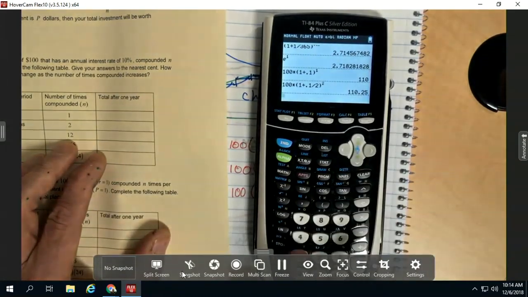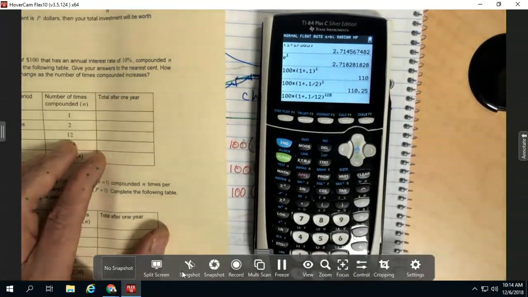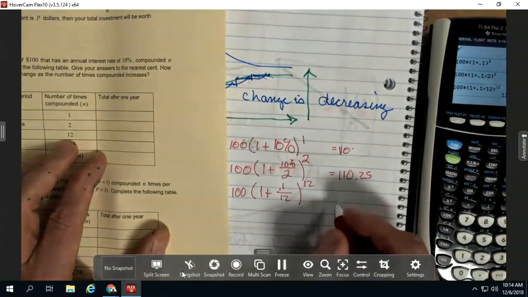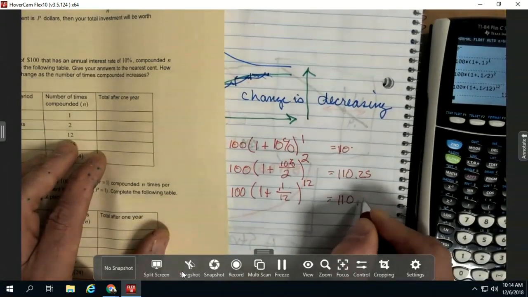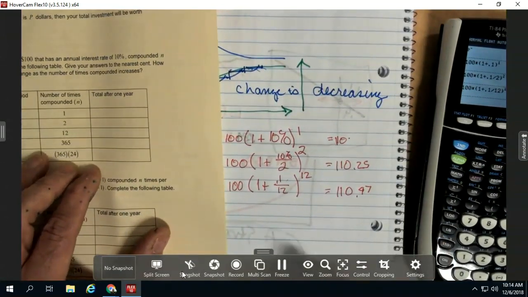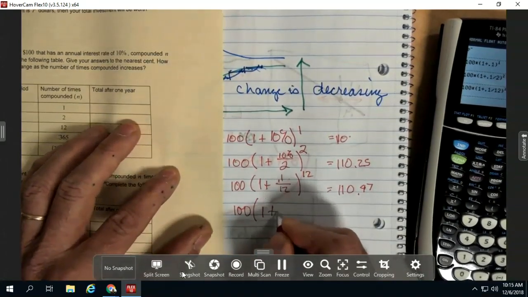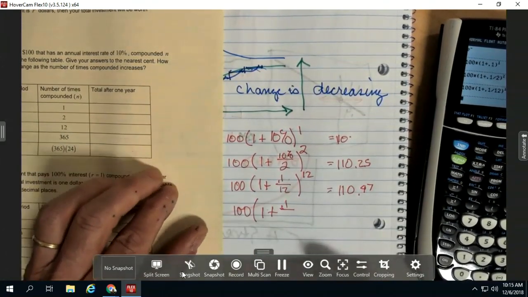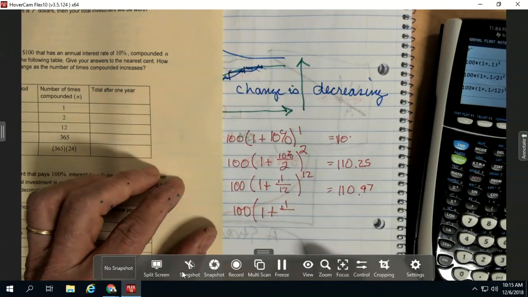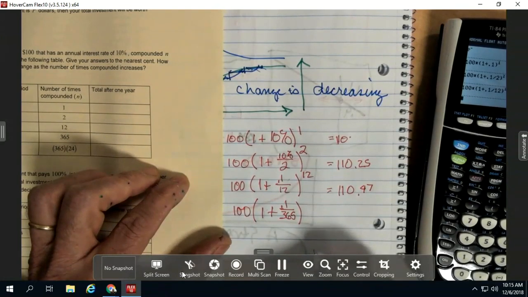Oops, I have to start over again. Parentheses 1 plus 0.1 divided by 12, close parentheses, to the 12 is $110.47. Then 100 times 1 plus 0.1 over 365, to the 365.